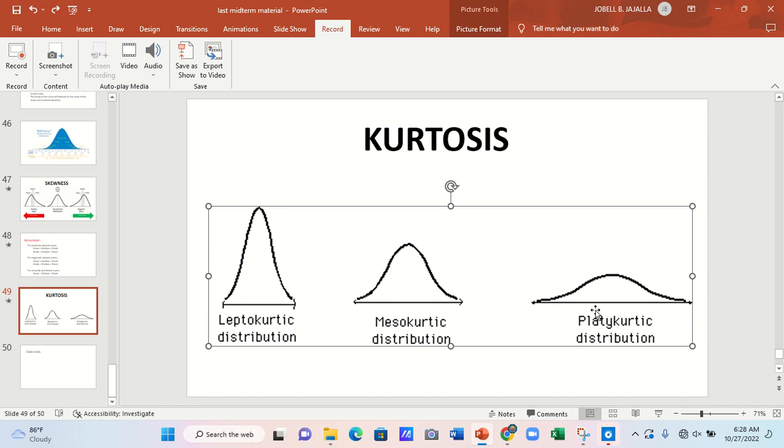Then platykurtic distribution, flat man siya, flat. So pasabot ani, platykurtic distribution, katag kaayo or spread apart kaayo ang scores. So kung pakitaan ka og graph nga flat, murag nay pagka-flat gamay ang graph, so ang tawag nato ana is platykurtic distribution.